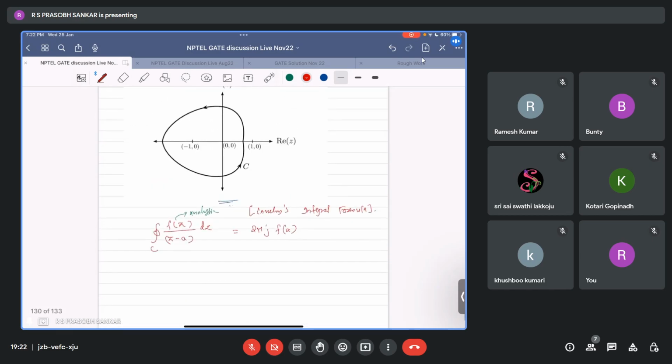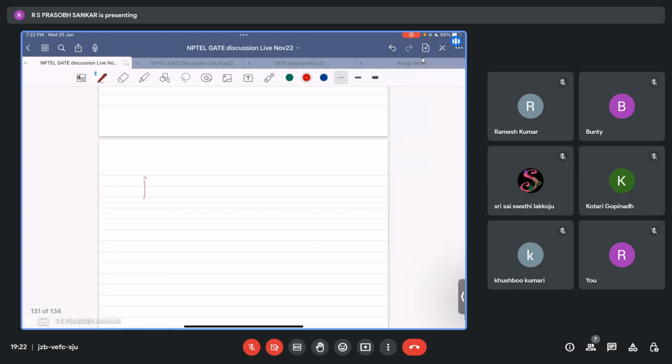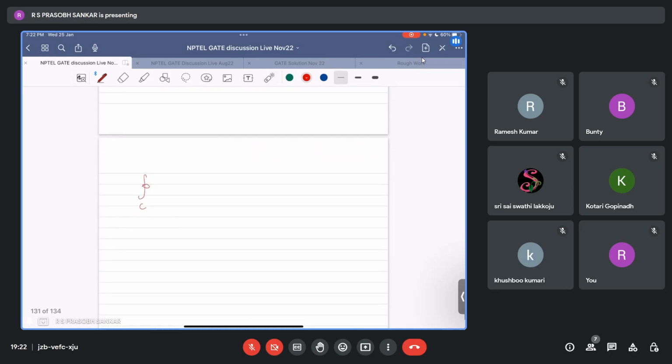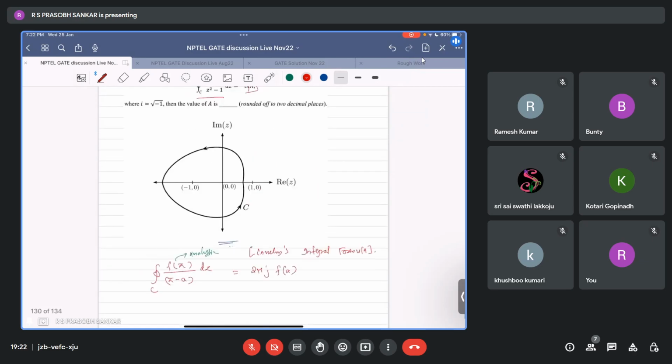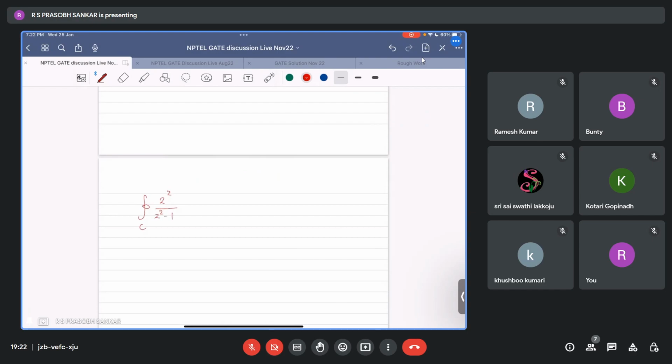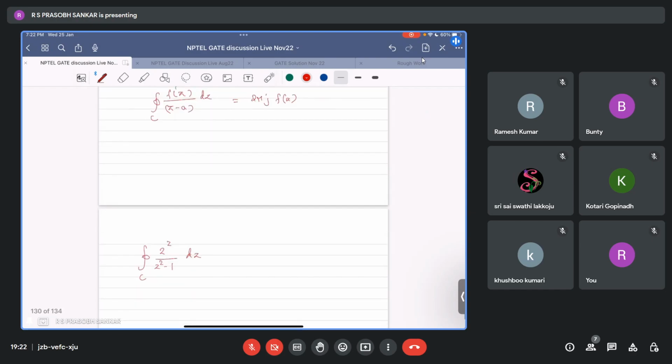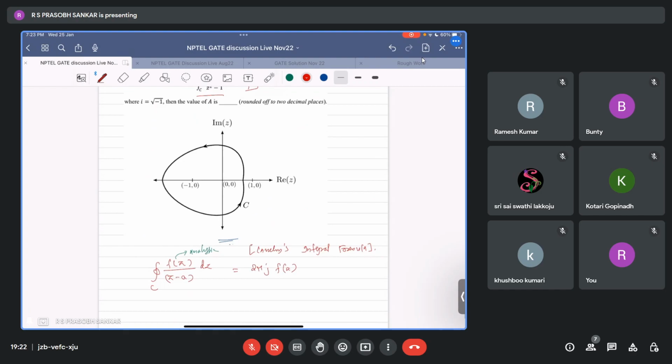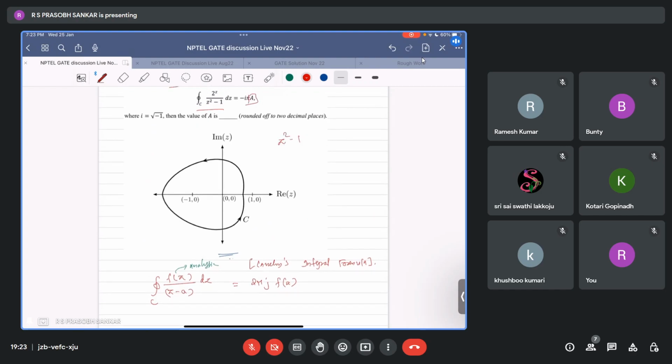So what do we have here? In this case, the function is like this. We have the integration over C of 2 raised to z by z square minus 1 dz. Now, if you see this curve here, the denominator z square minus 1 will be 0 for z equal to 1 and minus 1. That means there are two poles, one here and one here. And again, as usual, only one of them is inside the shape. So we only need to worry about this pole.